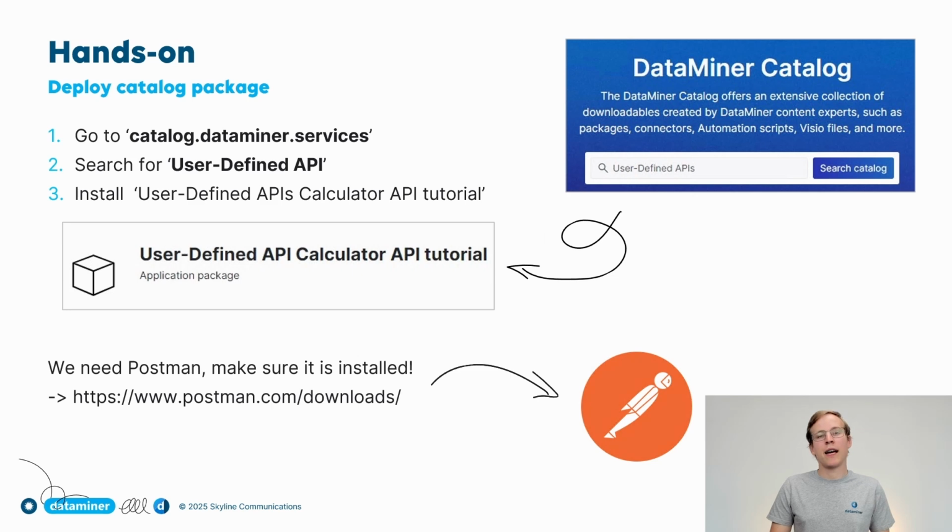Once you have downloaded Postman, you can deploy a catalog package. For this example, we'll need the user-defined API calculator API tutorial catalog package. You can go to catalog.dataminer.services, search for user-defined API, and you should see this package and deploy this to your DataMiner agents. You can actually follow along without this package as well. If you are not cloud connected, you can also create an automation script, but you'll need to do some typing there to get the basics started.